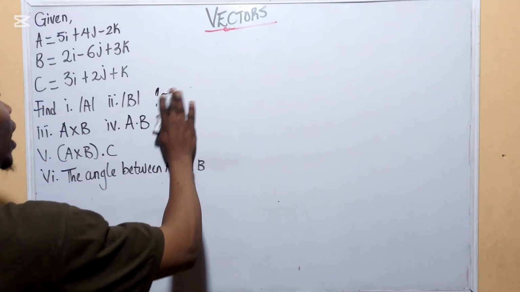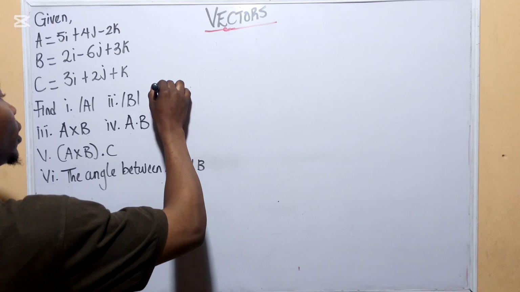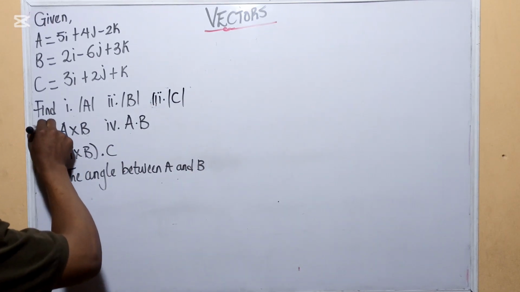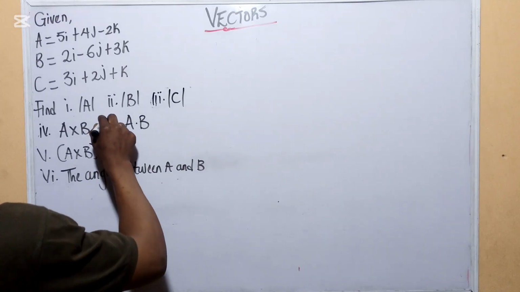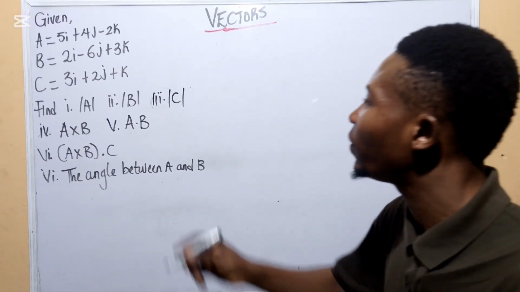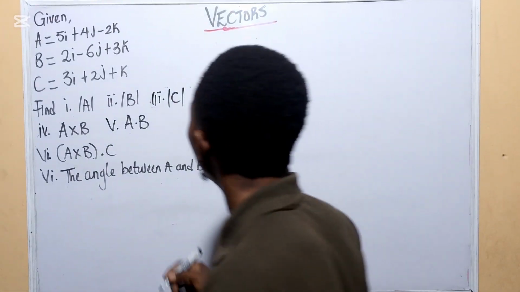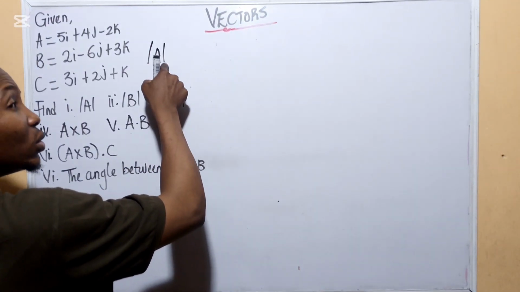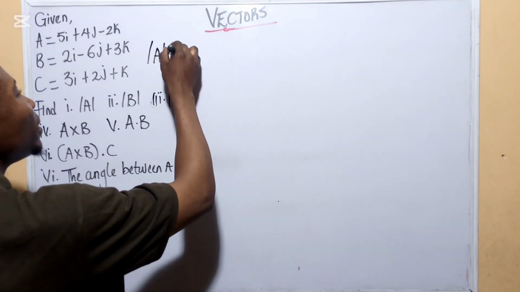So this becomes I. Let's find the magnitude of C also. This becomes IV. This is V. And then this is VI. Now, so let's find the magnitude of A. Now, how do we find the magnitude of A? Because this symbol means magnitude. Alright? Now, how do we find the magnitude of A?